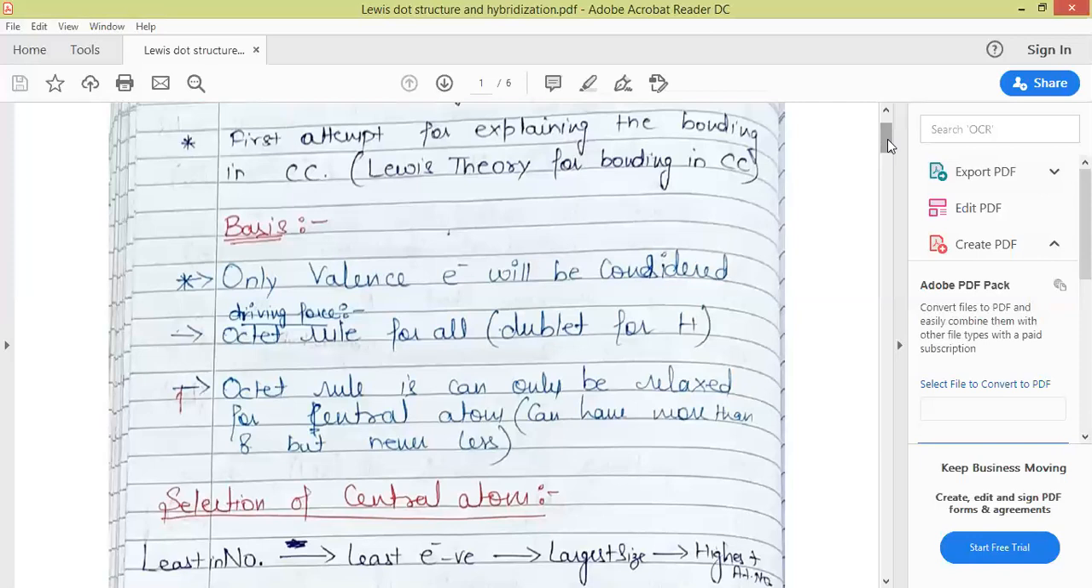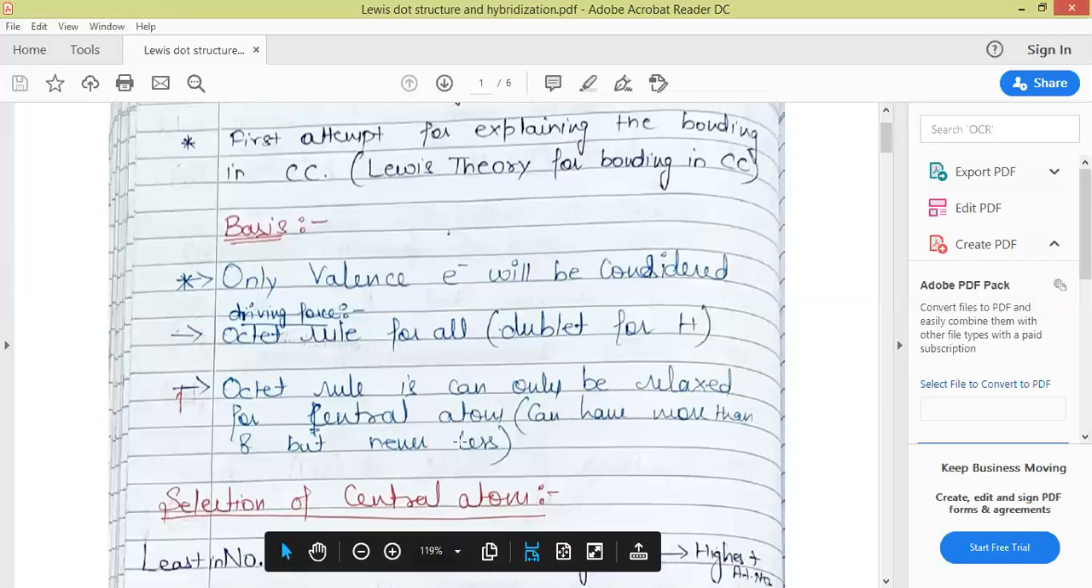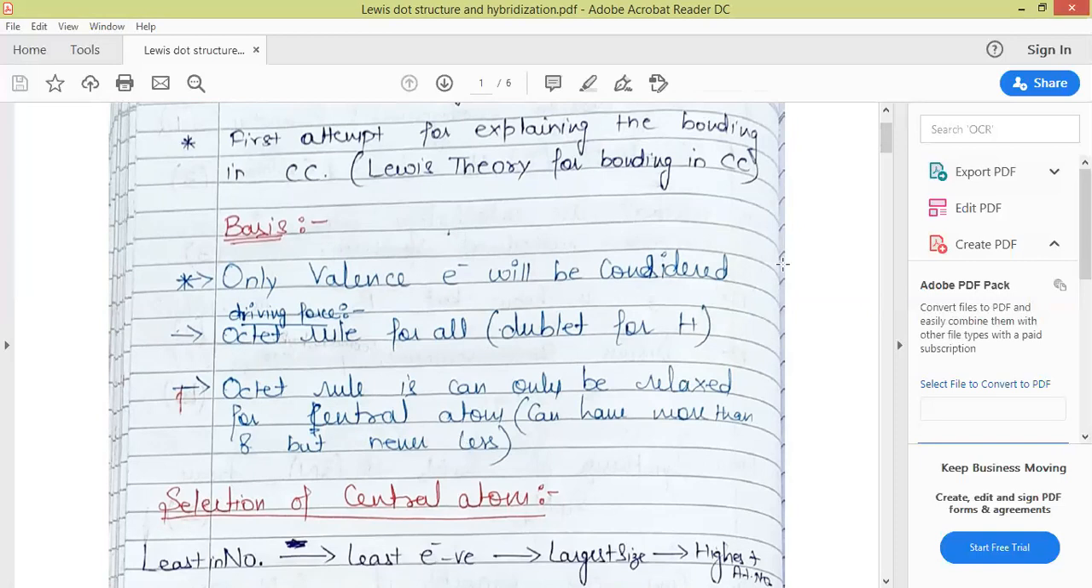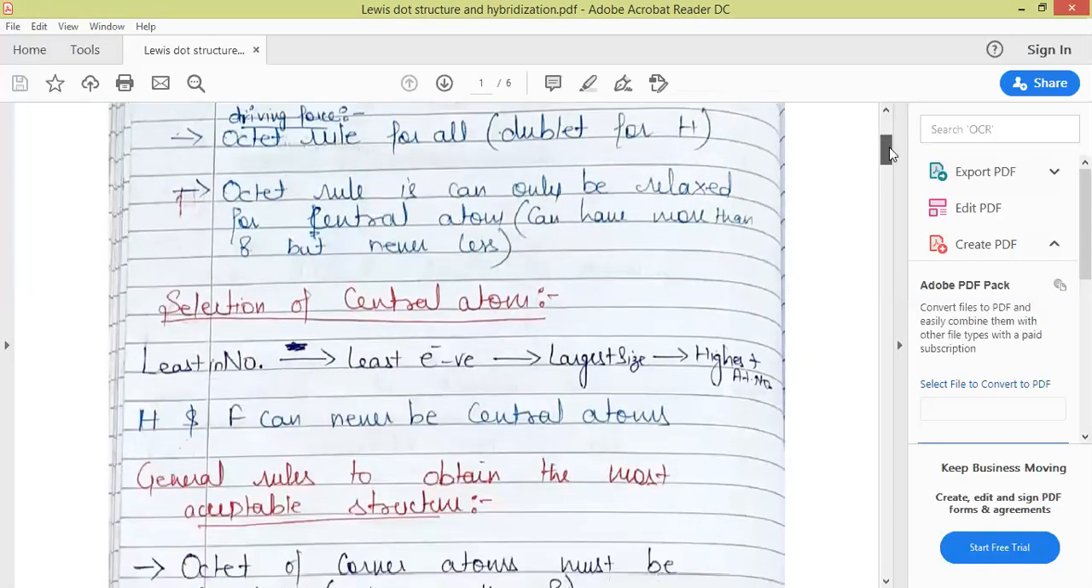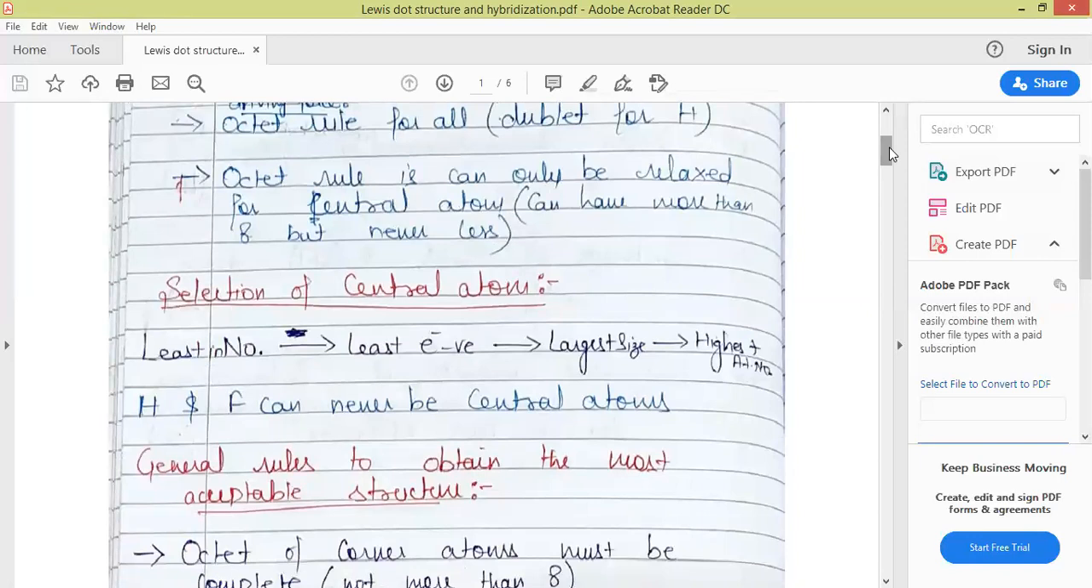The breaking of the octet rule by the central atom, you will better understand when we discuss the structures. While breaking the octet rule, the central atom can have more than 8 electrons, but can never have less than 8 electrons.